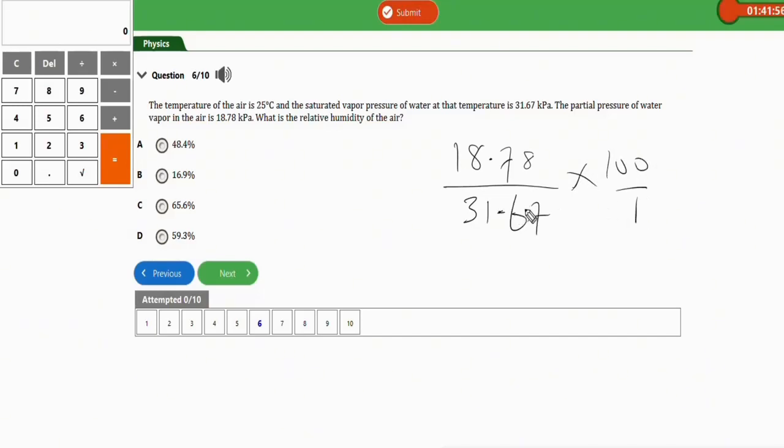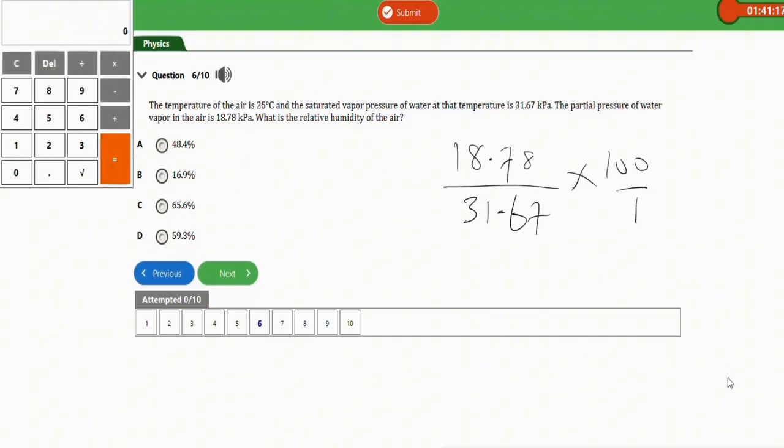Okay, so let's punch this on the calculator and see what it's going to give us. So we have 18.78 times 100, divided by 31.67. So we have the output to be 59.29. If you are approximating to one decimal place, it's going to give you 59.3 percent. So the correct option is option D. Alright, it's as simple as this.